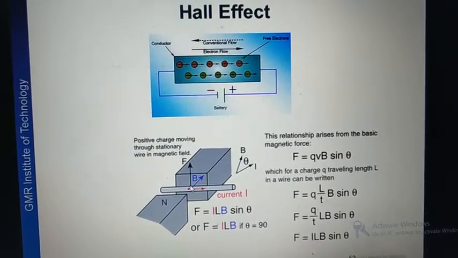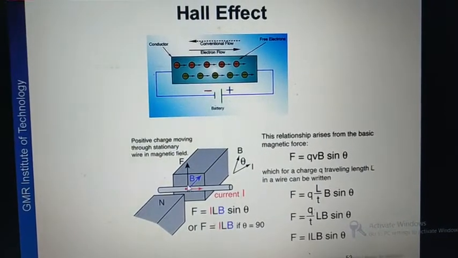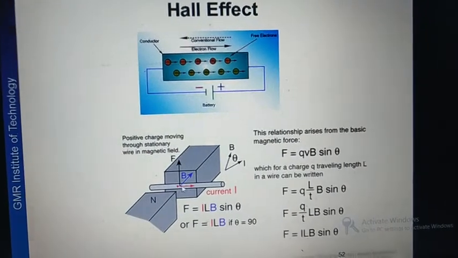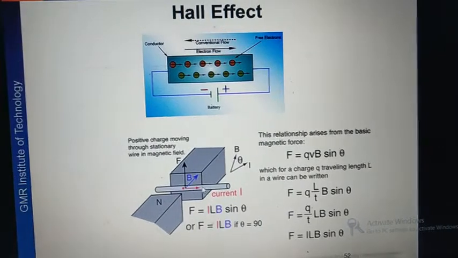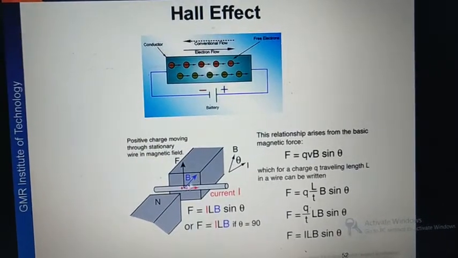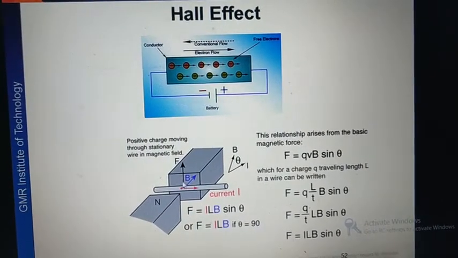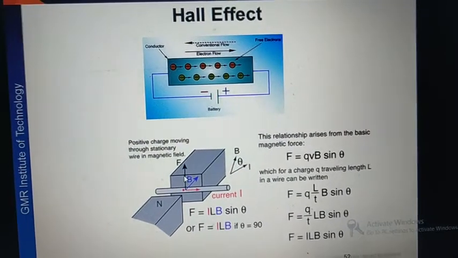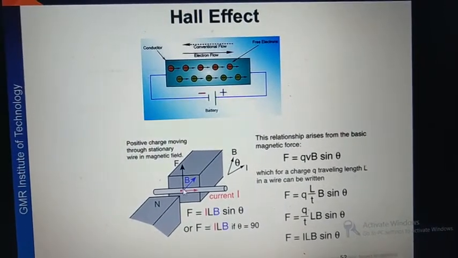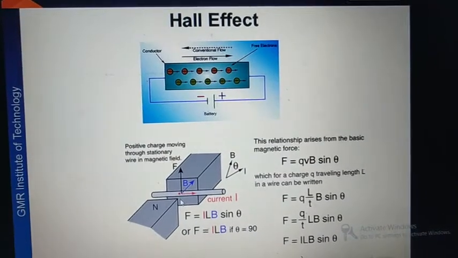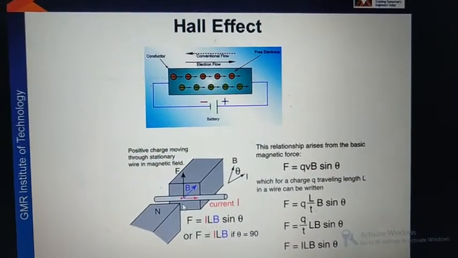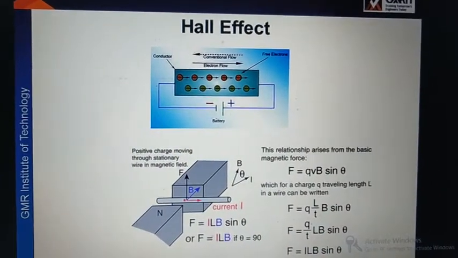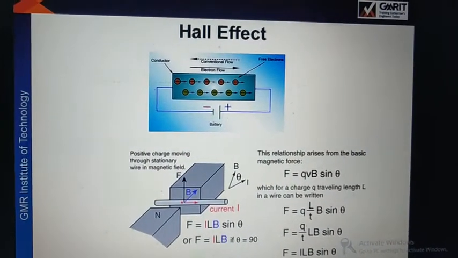Okay, so actually the electrons, due to the applied electric field, are moving in this direction, but due to the magnetic field applied, the electrons will get deflected this side. So the electrons are getting deflected this side. If the electrons get deflected this side, the holes will get deflected this side due to the application of magnetic field. So let us see why I am saying all these things. Now I am showing a material.